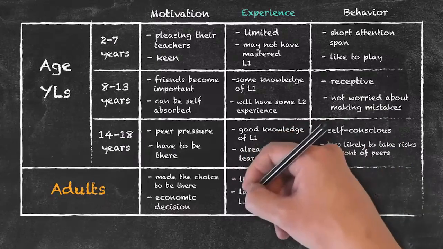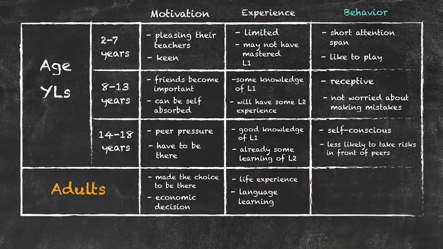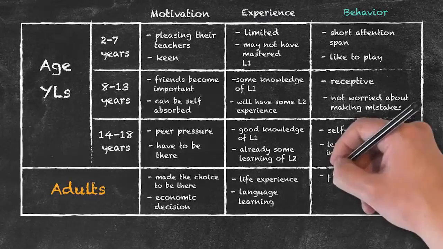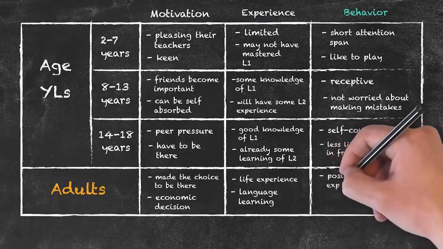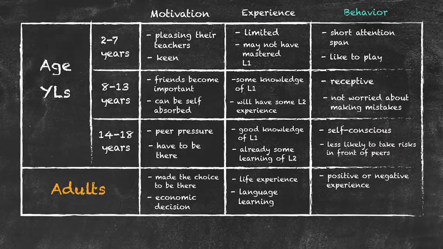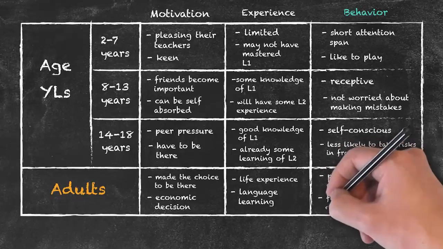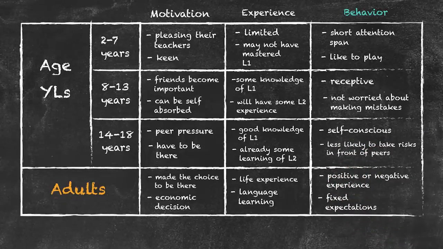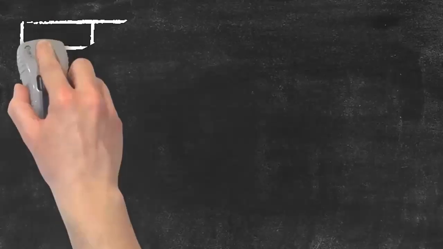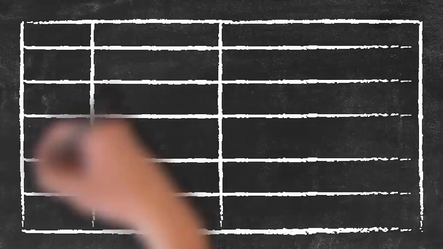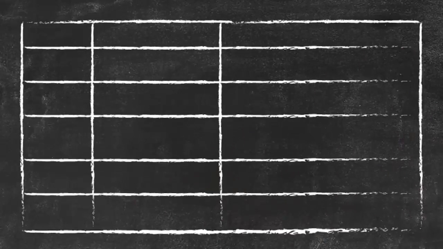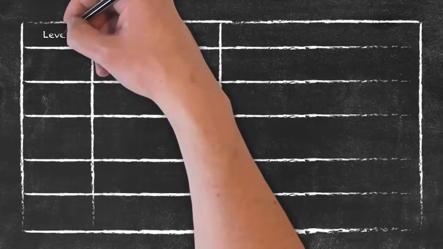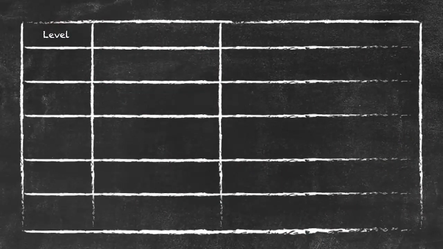In terms of their behaviour, because of their previous experiences, they will either have had positive or negative previous experience. In other words, they may have certain behaviours that they're expecting to occur in these particular classes. And secondly, because they have been through lots of language learning before, they will come with certain fixed expectations. One final consideration for the categorisation of your language learners is actually their language level. So what language level are the students at?